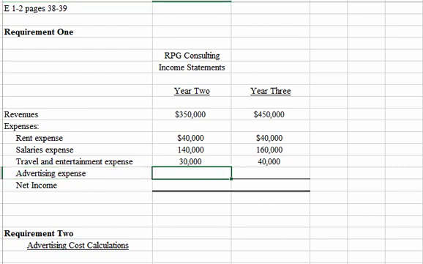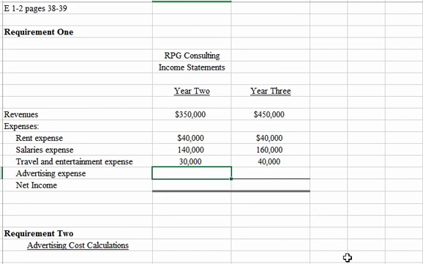Okay, now we're going to do some side calculations here, and we're actually going to end up answering the question for requirement 2 before we finish requirement 1. But let's read about the additional information they give us concerning advertising. So first, we see that they paid cash for advertising in year 2, $15,000, and cash paid for advertising in year 3 was $35,000. Well, what we want to figure out is what's the cost incurred for advertising in year 2. That would be our advertising expense. And then cost incurred for advertising in year 3 would be our advertising expense for year 3.